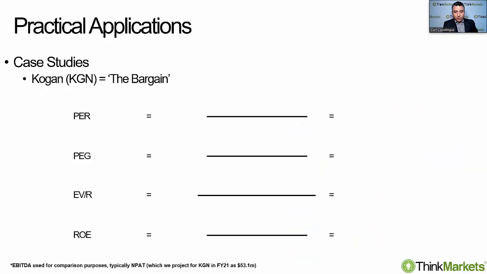Let's move on to the final stock today. It's Kogan, ticker code KGN. And I'm poking a little bit of fun there because the stock has fallen very sharply from its highs. And I get many questions from clients asking me, look, is Kogan a bargain yet? So this analysis hopefully will answer that question for you. Lots of numbers on screen. Let's head over to the ASX website and start collecting the data.